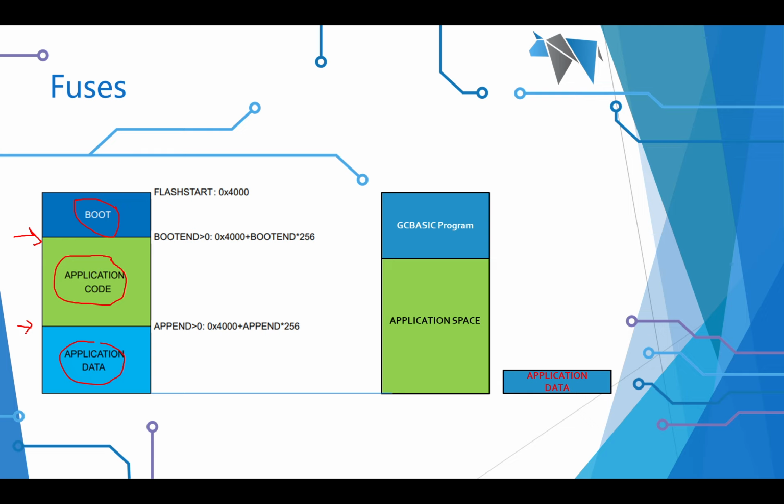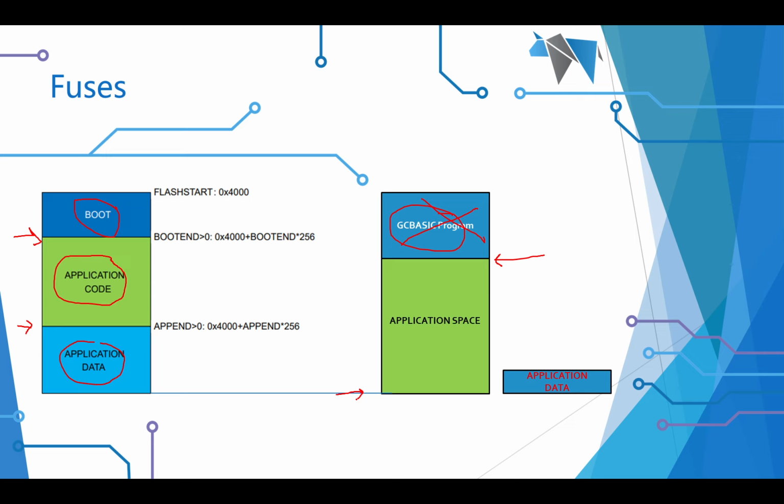But of course, we don't have that. What we've got is the GCBASIC program, which starts at the bottom of memory, and then you've got application space. You've got empty space, basically, and you can write to that space. What you can't do, you don't want to be writing into here, quite clearly, bad practice. And so what we're going to do is set the bootloader value to here, and set the append to here. And that way, it just works.